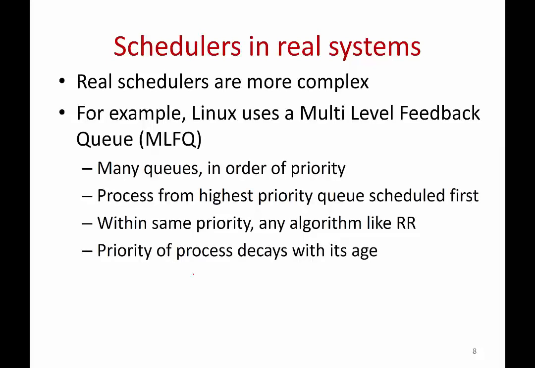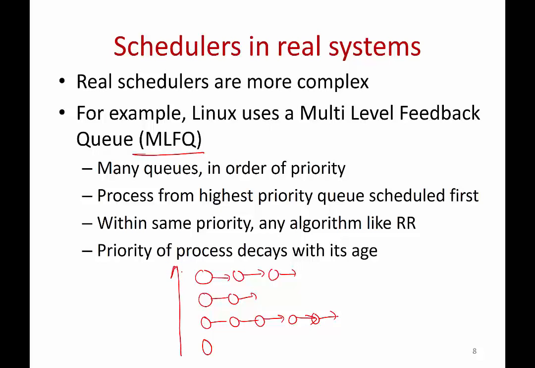For example, Linux uses what is called a multi-level feedback queue or MLFQ. So how does MLFQ work? You have multiple queues of processes, right? So this is one queue of processes, and this is another queue, and this is another queue, right? And these are different queues of processes with different priority levels, right? So the queues on the top have highest priority, queues on the bottom have lowest priority. And you always pick processes from the highest priority queue. If there are no processes here, you go to the next queue, you go to the next queue, and so on, right? You pick based on priority.